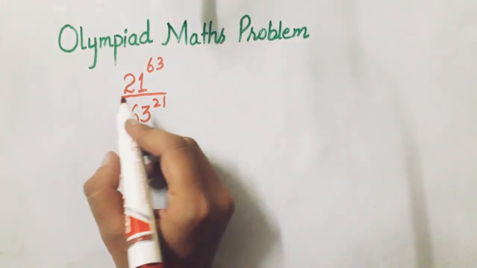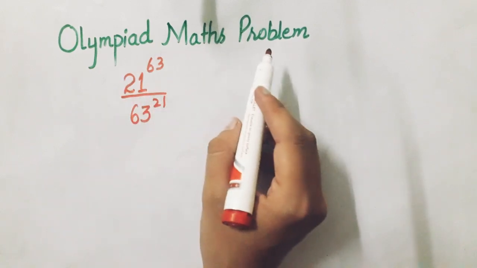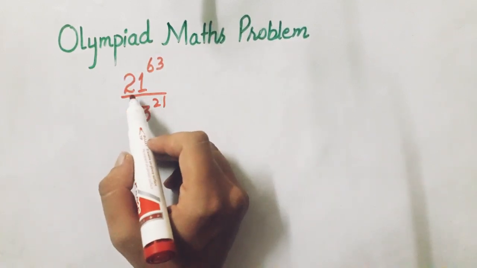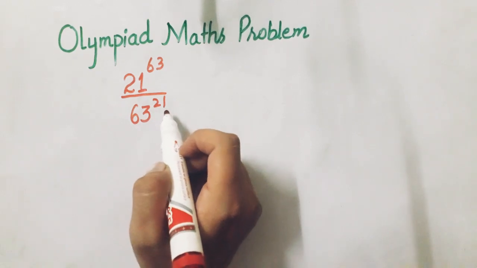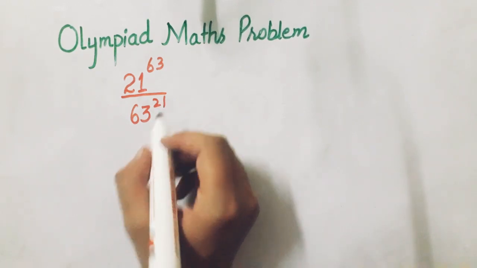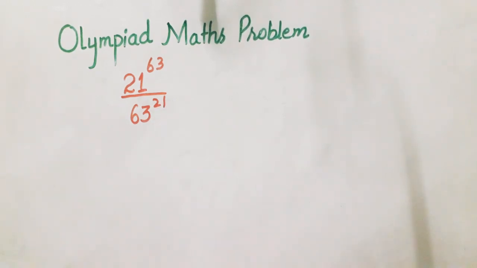Today we are unlocking the most important Olympiad math problem, that is 21 raised to power 63 divided by 63 raised to power 21. We will solve this question in a very easy and simple step-by-step solution.